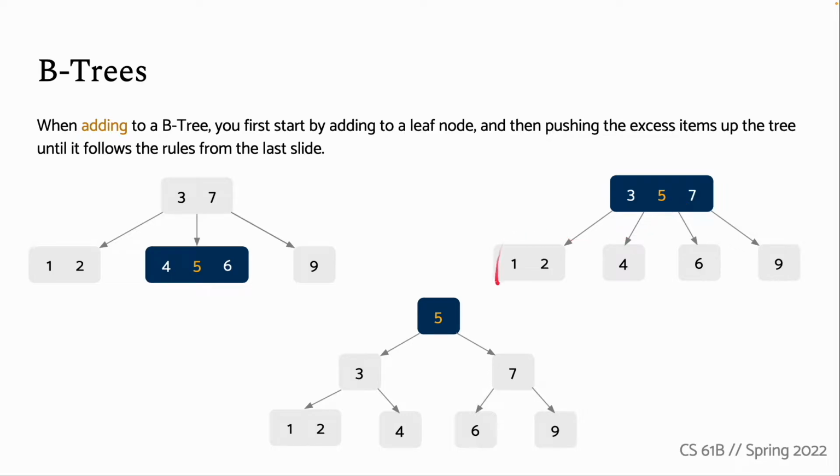Also, you'll notice that we have 4 children, but these 4 children still satisfy our rules: 1 and 2 are less than 3, 4 is between 3 and 5, 6 is between 5 and 7, and 9 is greater than 7. Next, we push this 5 up again to form a new root node that's just 5. Then we have 3 on its left side and 7 on its right, and the children are divided amongst those new nodes. As you can see, the leaf nodes are still all equidistant from the root. Now everything is just 2 away rather than 1 away.